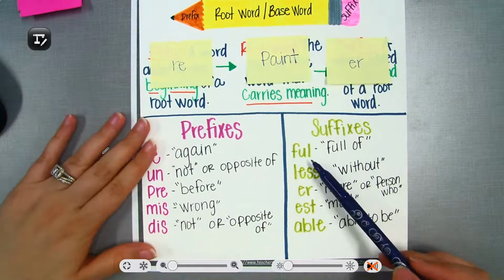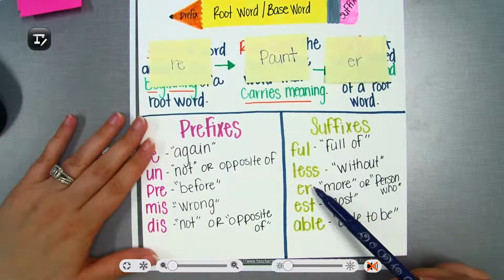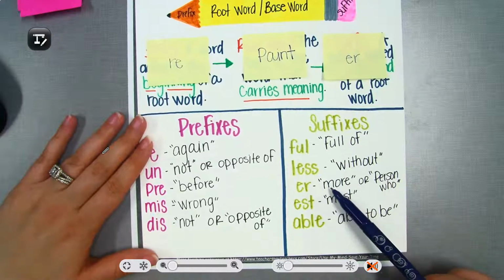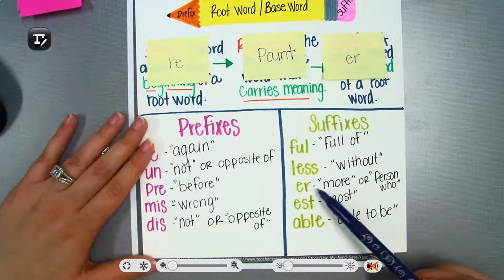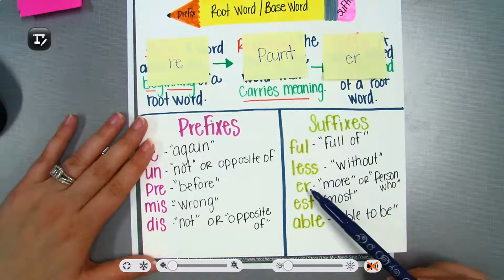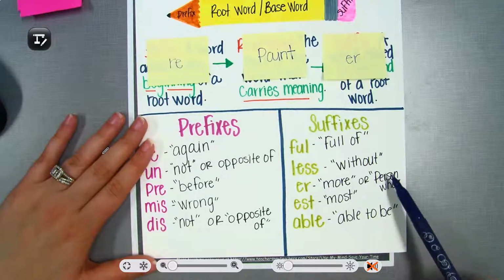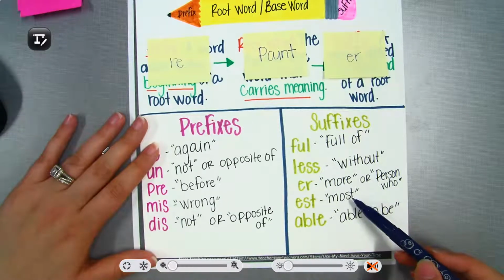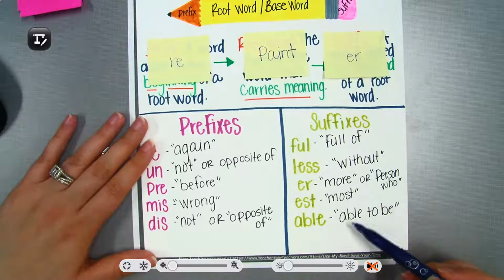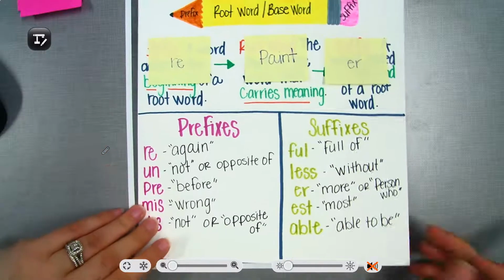Suffix. Full means full of. Less, without. Er can mean more or a person who. So when you're comparing things or people, er means more. When you're not comparing, it means a person who. Est means most. That's when you're comparing more than two things. And then able to. Okay.